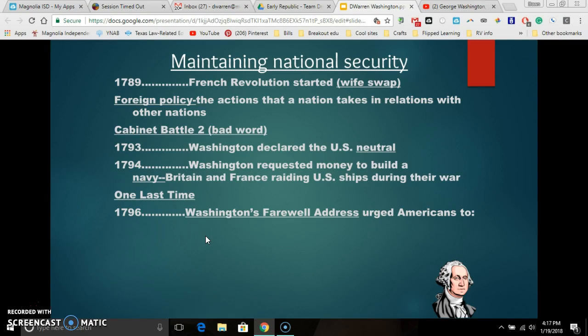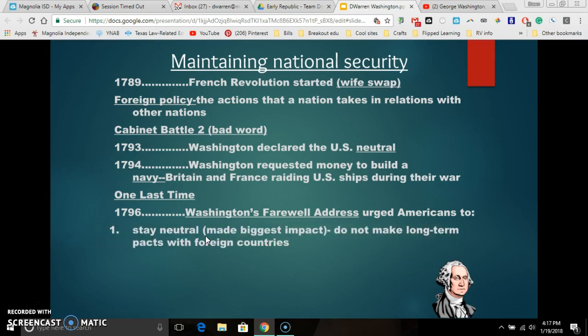Now, he sets a precedent, or an example for other presidents, called the Washington Farewell Address. And he wants to send one more message to the country before he leaves as president. He's ready to go home, and the precedent he set with that is that he only served for 2 terms. And there's only one other president in history that serves more than 2 terms, and that was Franklin Delano Roosevelt.